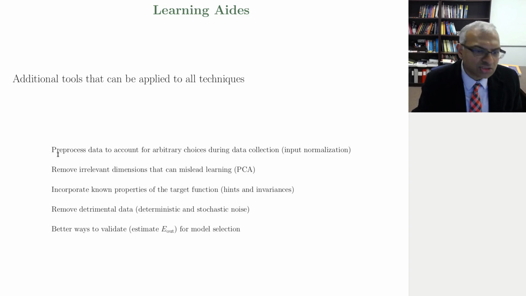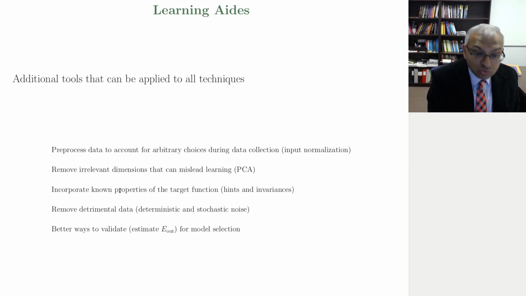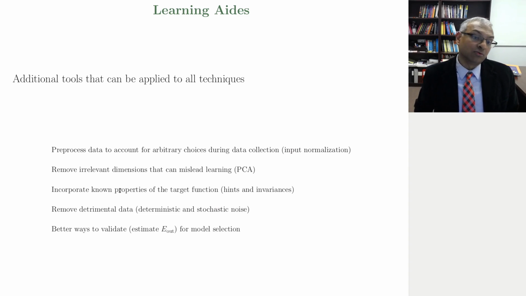Then we'll touch on other techniques, and you can read more about them in the literature and other textbooks, on what are called hints and invariances. So how do you incorporate known properties of a target function that may not be represented in the data? Another useful technique has to do with deterministic noise and stochastic noise, which we studied when we studied overfitting. If you can remove those kinds of noise, then you will overfit less.